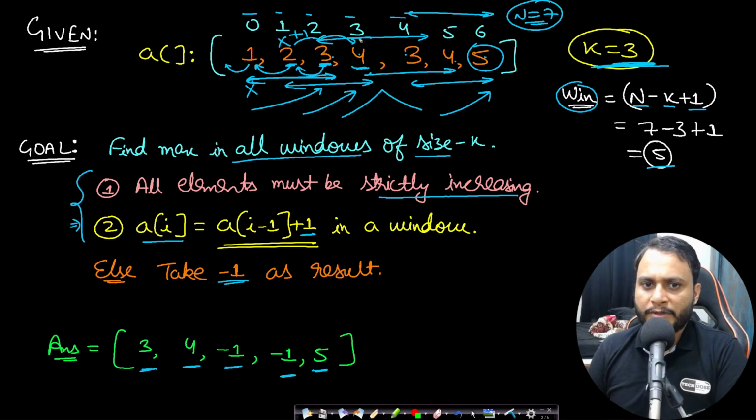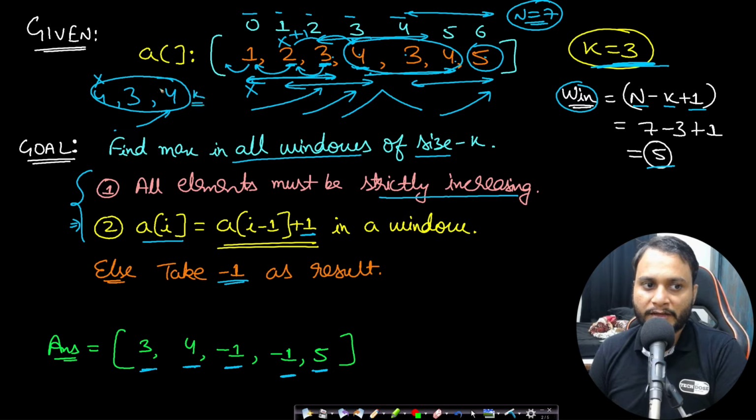Now if you noted the previous example 4, 3, 4, even though this is increasing-decreasing, you could say that I will remove this 3 and then it becomes strictly increasing. But the constraint says that all the elements must be strictly increasing within the window. There should not be even a single item which is not following this, so we should be careful that all the k items are included.